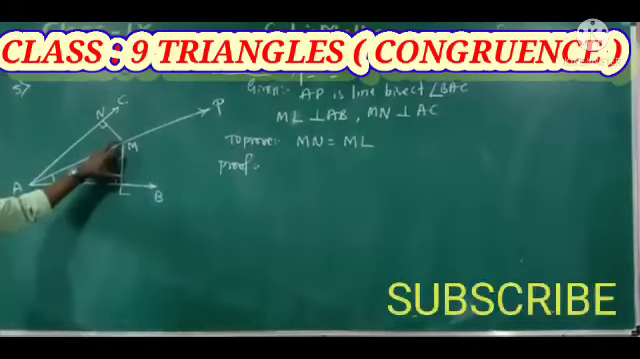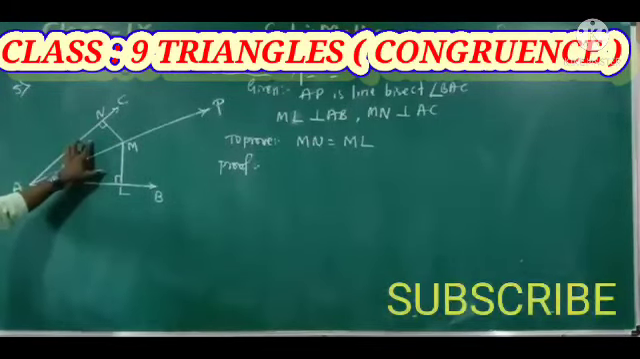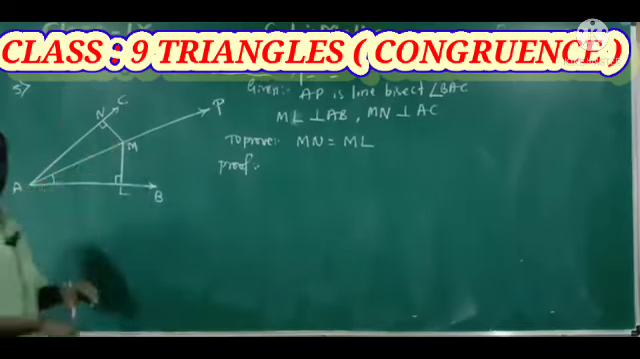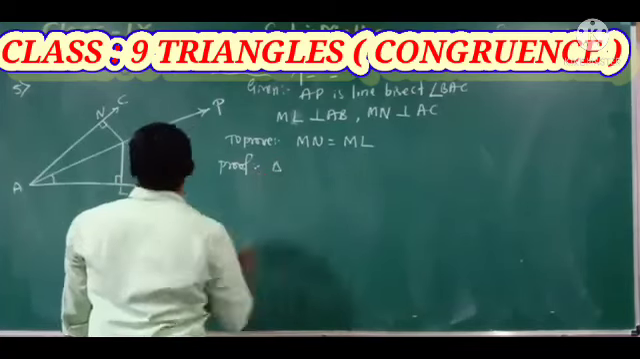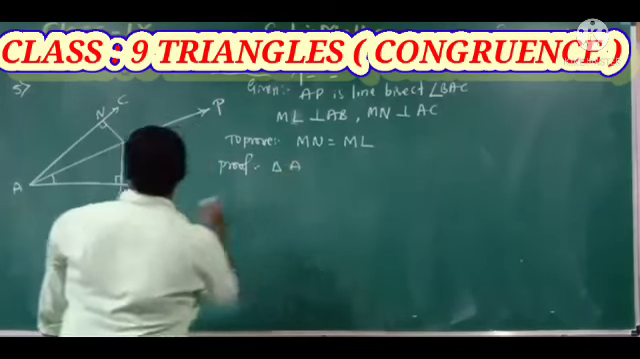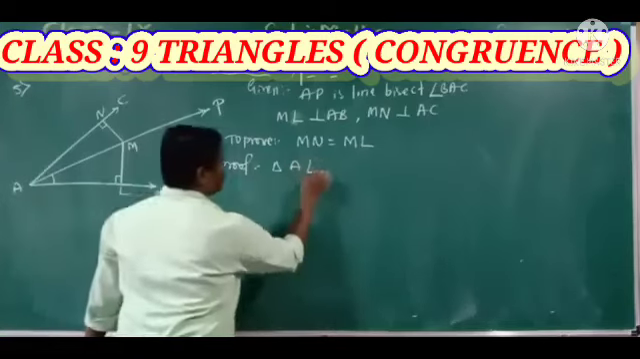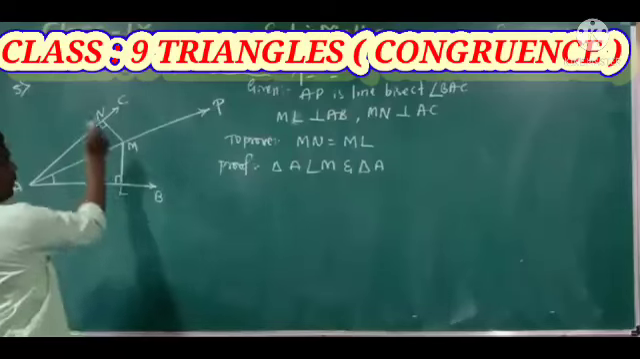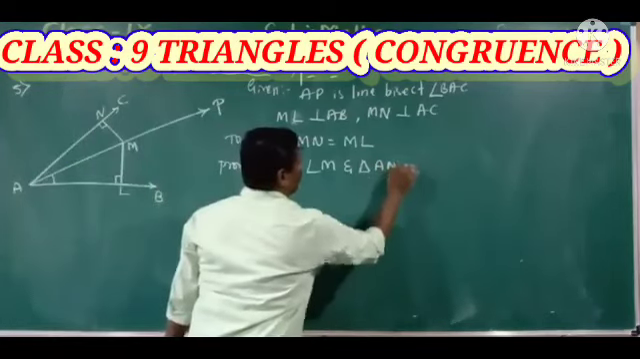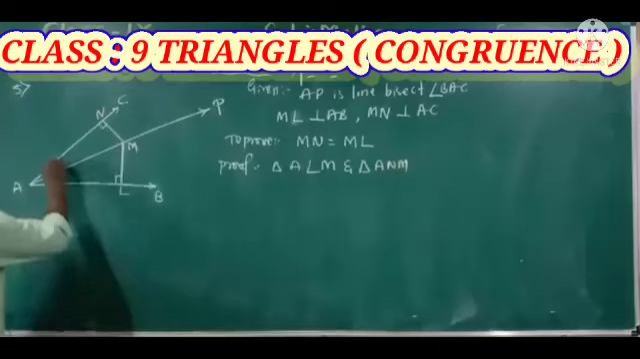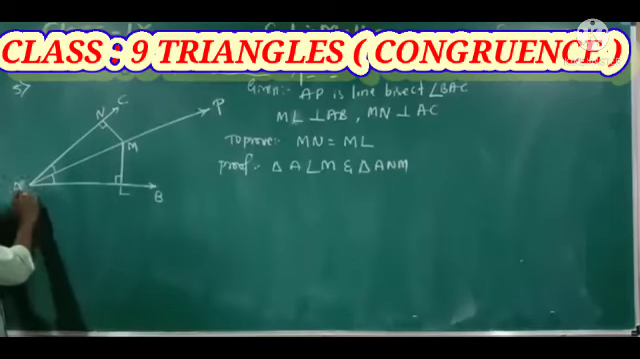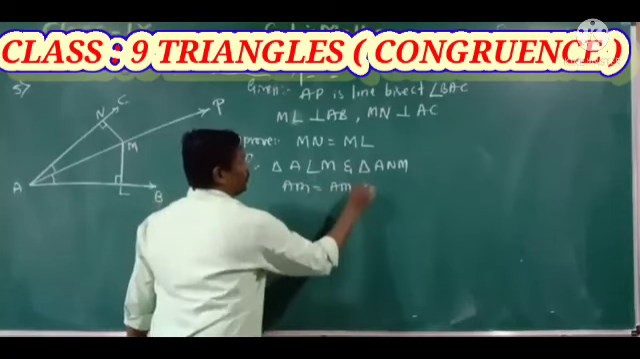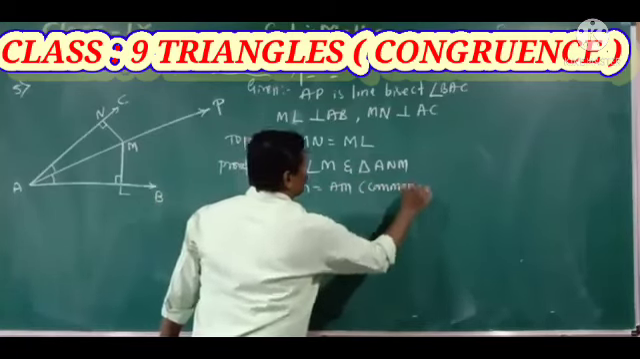By joining these two lines, what you are getting here? Again two triangles. What are the two triangles? First triangle is ALM and the second is ANM. So first, in triangle ALM and triangle ANM, AM is equal to AM. This is the common side for these two triangles.